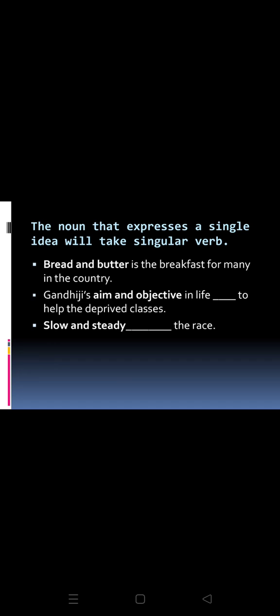Similarly, Gandhiji's aim and objective in life was to help the deprived classes. Slow and steady wins the race. So all these, bread and butter, Gandhiji's aim and objective, slow and steady, actually refer to one idea. Therefore, it will take a singular verb.